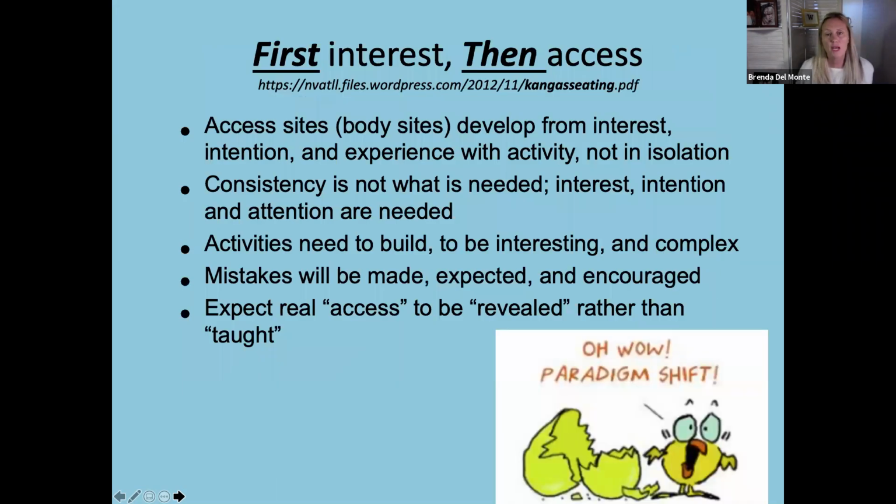So first we have to have interest, and then we get to have access. We can't say, well, first we have to access all this stuff and then it will be exciting. It doesn't really work that way. So access skills develop from interest, intention, and experience, and not in isolation. So you don't work on access. You bring something exciting and new and novel into their environment, and then the way that they move their body to participate reveals their access method or what they have in control.